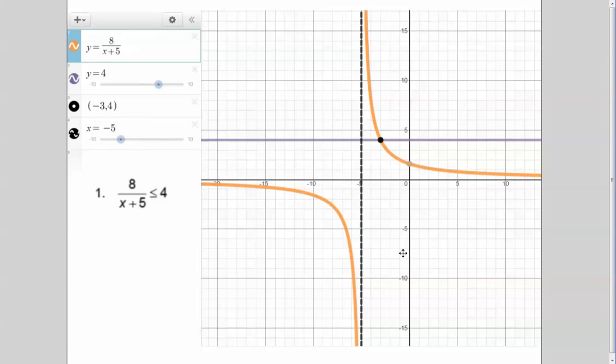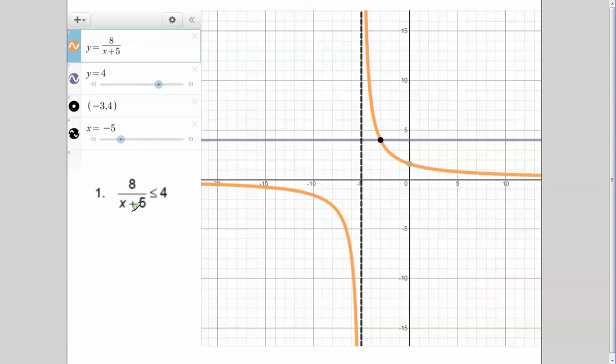Today's topic is solving rational inequalities. Tomorrow we are going to look at graphing rational inequalities, but today I do want to look at the graph of the first inequality because I think understanding the graph will help you to understand why the algebraic process works the way that it does.